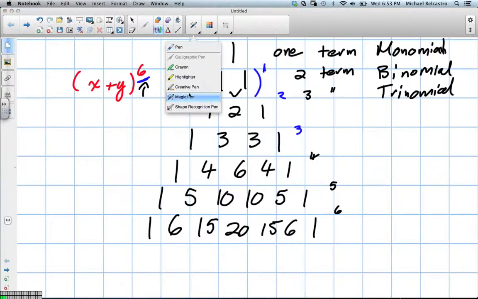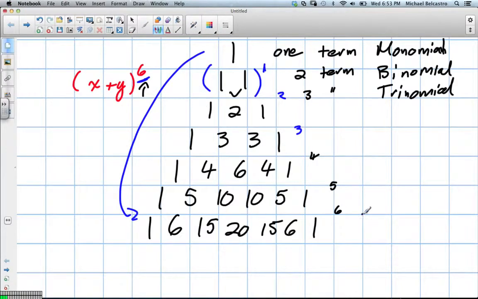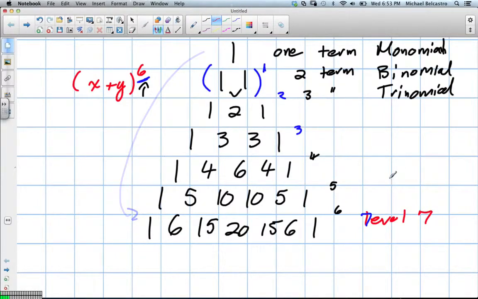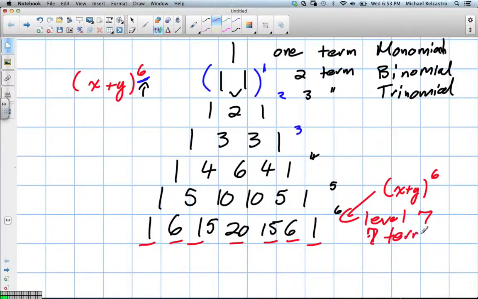Now, it just so happens in Pascal's triangle, it's the 7th level. So this is level 7, but it's the same as a binomial to the power of 6. That's what this level is here. These values stand for our coefficients. What this is telling us is there will be 1, 2, 3, 4, 5, 6, 7 terms when we do this to the power of 6 as a binomial. So there will be 7 terms.